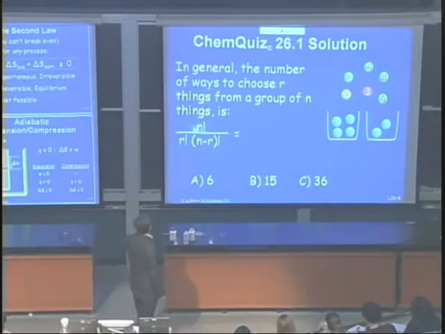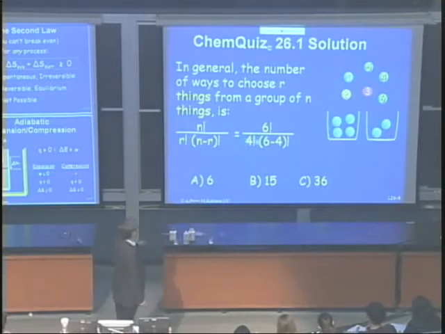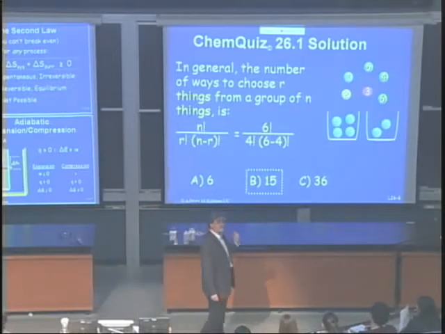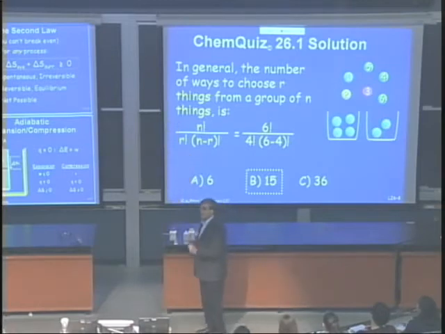So what is that? What is N factorial? It is 6 factorial divided by R, which is 4 things, 4 factorial, and 6 minus 4 is 2 factorial. You know what this is? If you calculate it on your TI calculator, you get 15. So we are talking about the statistical distribution of moles.